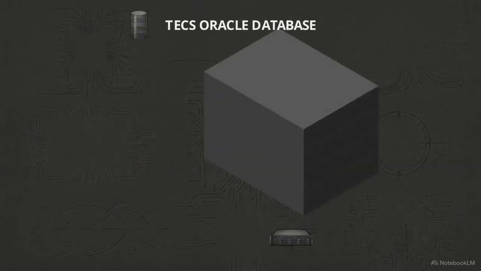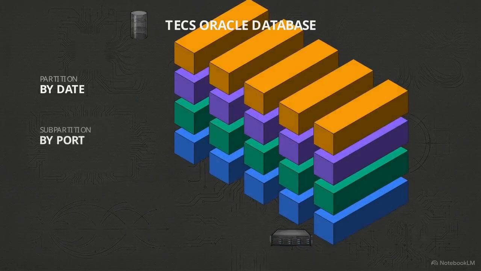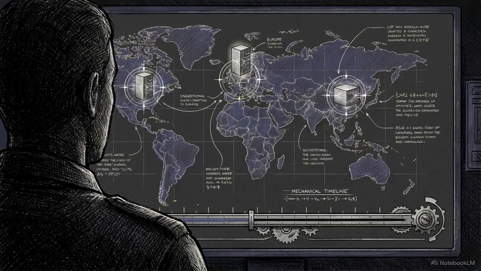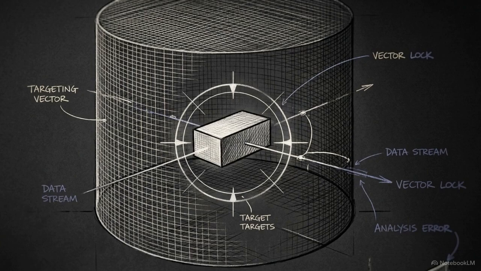To manage the crushing processing load of billions of flight logs, TECS uses database partitioning. The Oracle layer cleanly fractures data by dates, subdivides by exact ports of entry, and applies bitmap indexes to quickly isolate specific risk flags. If a border officer needs to know if a traveler has entered the U.S. through high-risk airports within the last 24 months, the system doesn't scan everything. It pulls only the exact blocks of data required. This architecture turns data organization into a weaponized search method, enabling TECS to sift through years of historical big data and return an actionable answer in under 200 milliseconds.